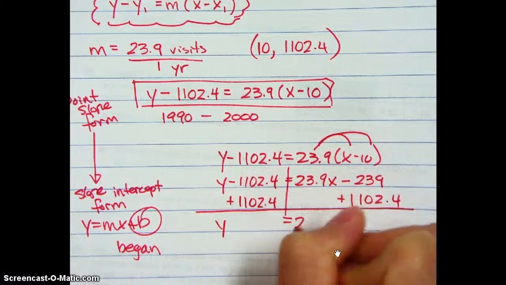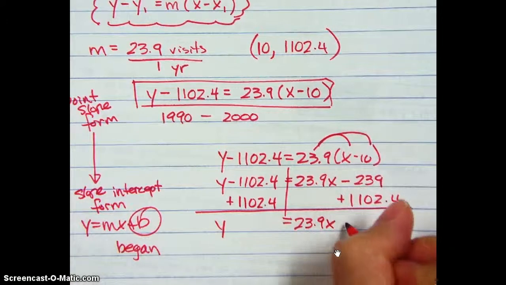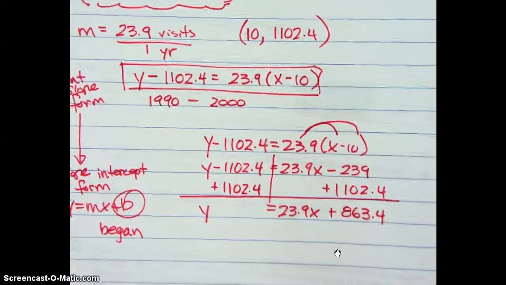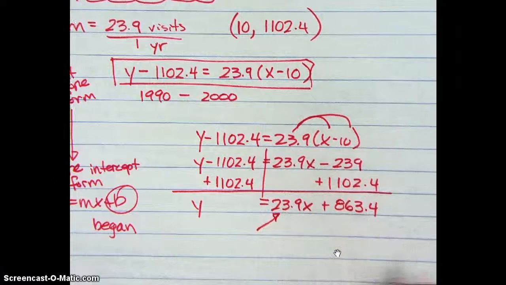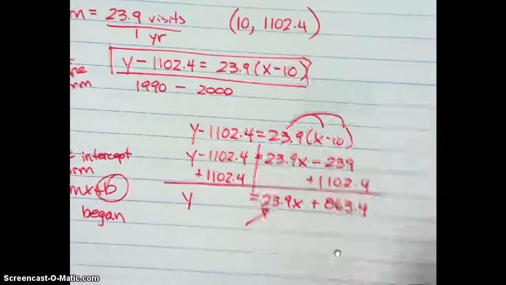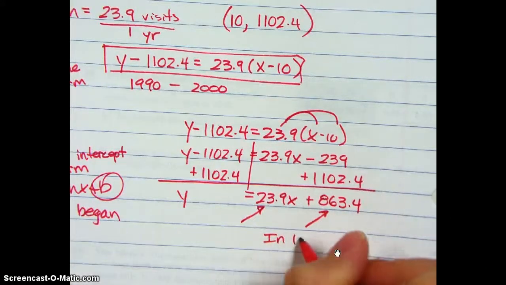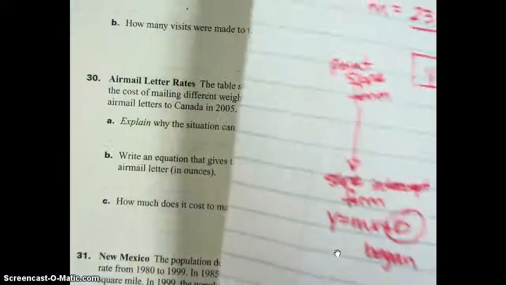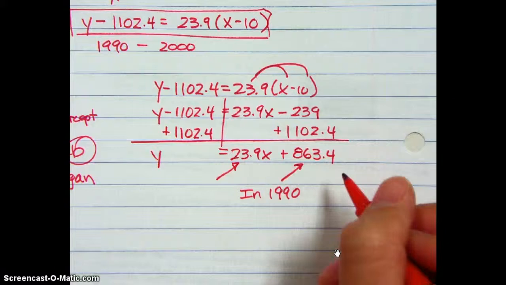And that'll allow me to get my y by itself. So I get y equals 23.9x. I can use a calculator to find out the rest. Let's see, 239. And so I end up with positive 863.4. So what does that tell you? Well, this I already knew. It was growing at 23.9 thousand people per year. So this one here tells us where it began, at the year 1990. That's how many people, and I believe the word problem was in thousands. So times it by 1,000 to get how many people actually showed up in the year 1990.